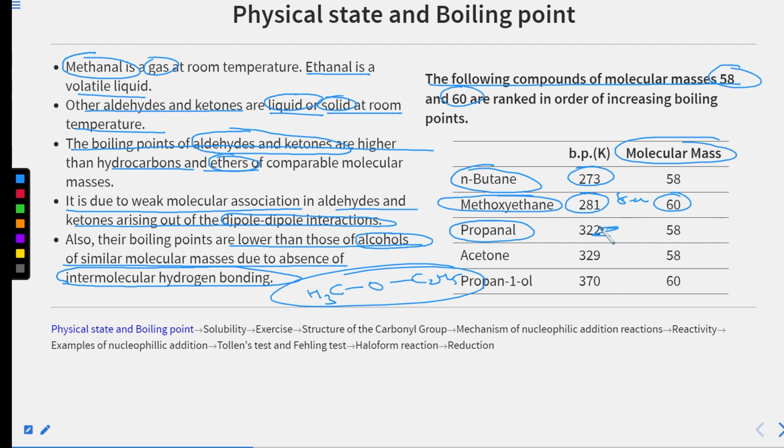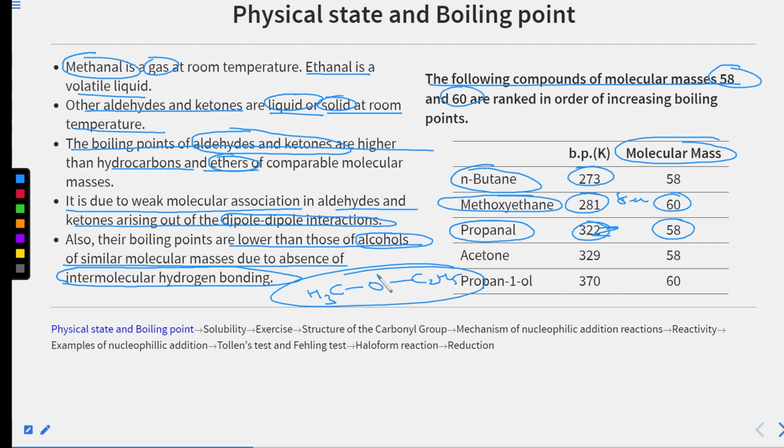Clear? So as we move from methoxyethane to propanal, we have seen a drastic change of 281 to 322. So that is approximately 40 units change. And why is it so? As I've told you earlier, it has a greater dipole moment as compared to ether. And you can see the molecular mass is also comparable. It is 58 and 60. There is no significant change in the molecular mass, but still we have seen a significant change in the boiling point.